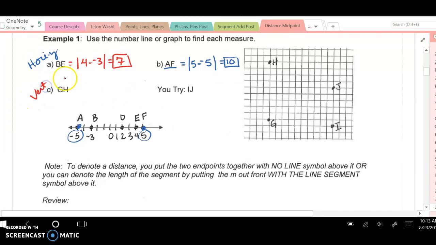For vertical distance for G to H, again, you can count squares, or you can look over here at your y-axis. Here's 0, 0 right there. So 1, 2, 3, 4. And this is 1, 2, 3, 4, 5. So right off the bat, I know -4 minus 5 would be -9. Absolute value makes it positive, so it would be a distance of 9. I'm going to pause the video, and you find the distance yourself. You try I to J.